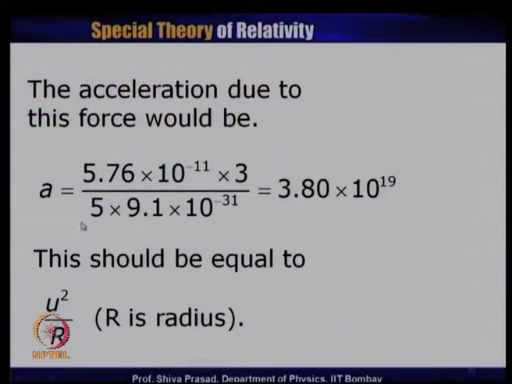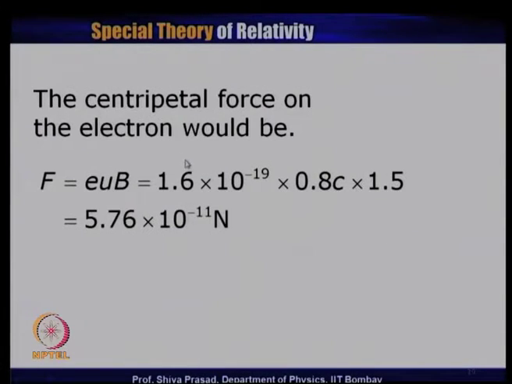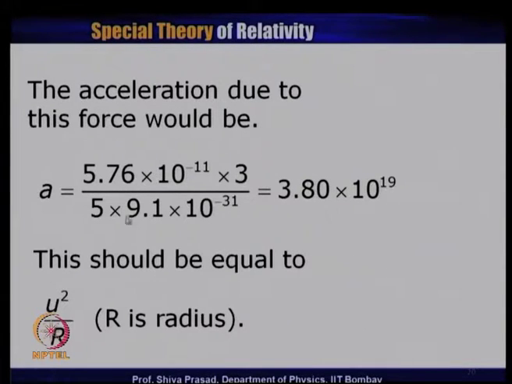We know, and we have done many problems earlier, that for the case when u is equal to 0.8 c, gamma u turns out to be 5/3. So, this 5/3 I have used here. This is the value of the force which we have just now found out in the previous transparency, 5.76 × 10⁻¹¹ Newton, divided by m naught, the rest mass of the particle. I am taking approximately the mass of the electron as 9.1 × 10⁻³¹ kg. Of course, there is a gamma u which is 5/3, which is here. So, the acceleration turns out to be 3.80 × 10¹⁹ in SI units.